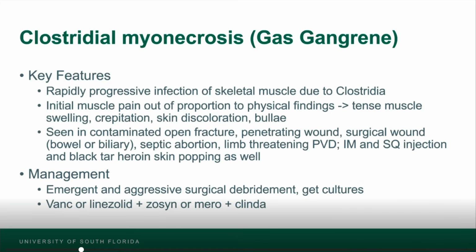And again, it's like necrotizing fasciitis, and you have the pain out of proportion to your physical findings. The things it's associated with, and where questions will come up, is like a septic abortion can put you at risk of this anaerobe infection, penetrating wounds or surgical wounds involving the GI area. And then injection drug use and skin popping with that black tar heroin as well have been associated. And you treat this as we treat the other necrotizing fasciitis, with emergent surgical debridement.